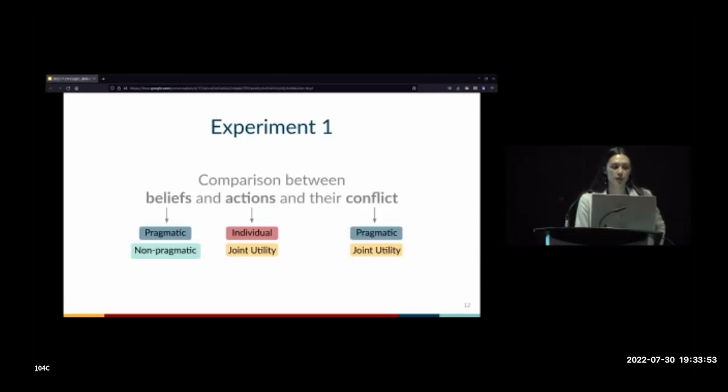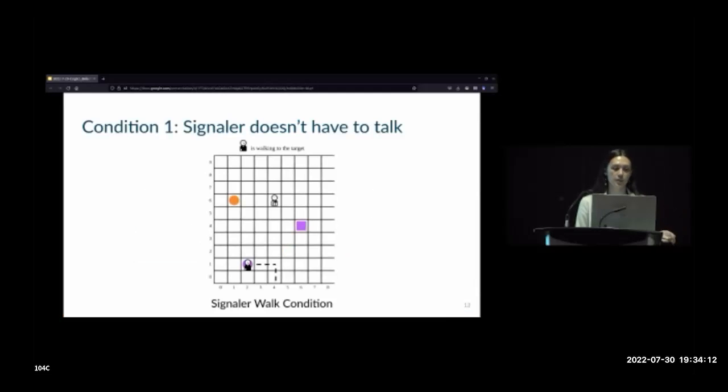So in our first experiment, what we want to do is look at these two contexts, right? Belief-driven reasoning and action-driven reasoning, as well as what's happening when they come into conflict. And so this is a within subject design, and each subject sees each condition and 20 trials per condition, as well as an additional baseline that I'll introduce here.